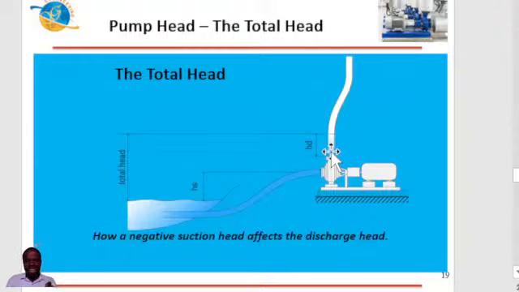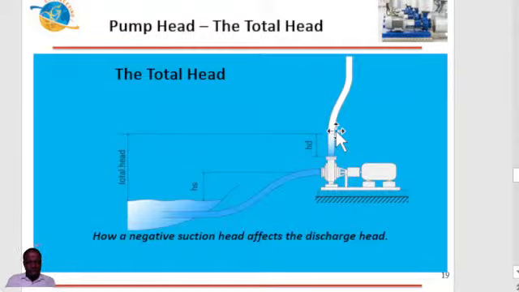And this is for what? This is for a positive suction system. In the case of a negative suction system, your total head will not be that difference. It's going to be a sum. You see, the height from the pump center line to the liquid level will serve as your HS. So it's going to be the sum of your HS and the height of the liquid at your pump discharge end. That's going to be your total head requirement.